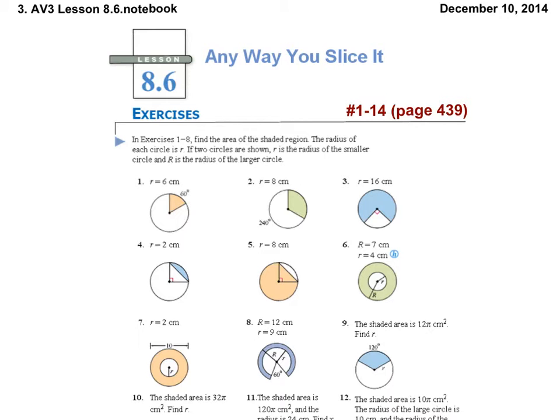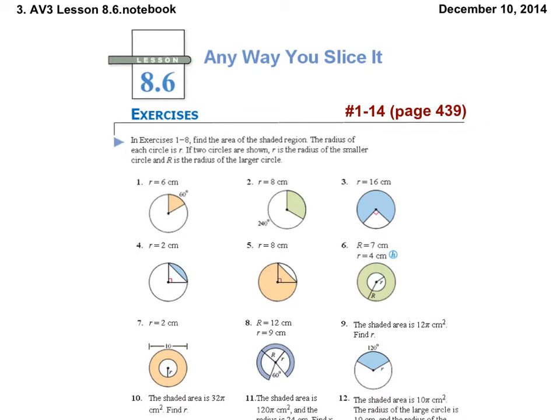Let's look at problem number 2 from AV3 Lesson 3. In this particular problem, we're again looking for a sector, but this time we're given the 240 degrees, and we want the sector over here. So if we take 360, subtract that 240, you find out that the degrees of the central angle are 120 degrees. So let's fill that into the formula.